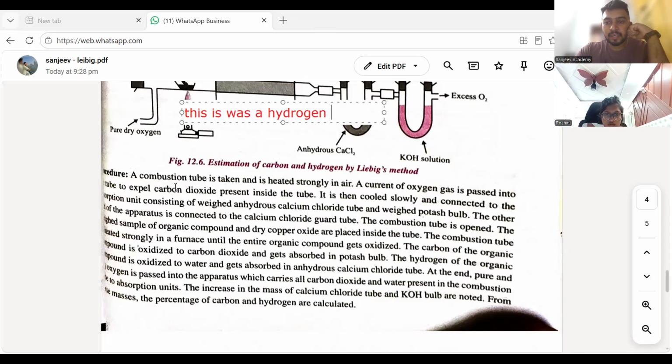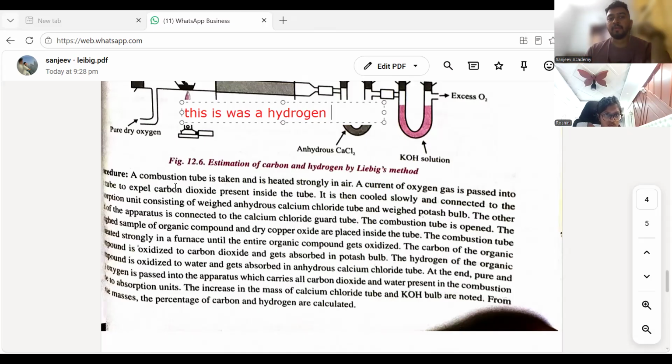So this was a hydrogen, this was a nitrogen. That's completely fine, because we are not writing for English grammar or anything. Whatever is there, you write it down. Even if it is a mistake, do not scratch it.